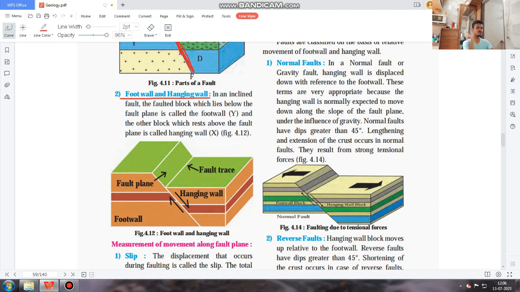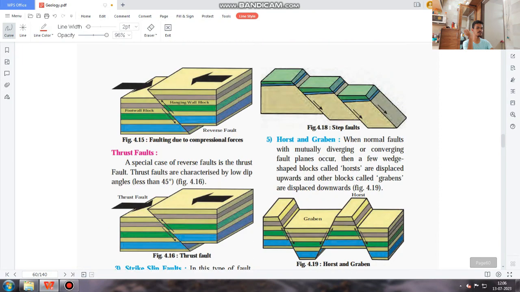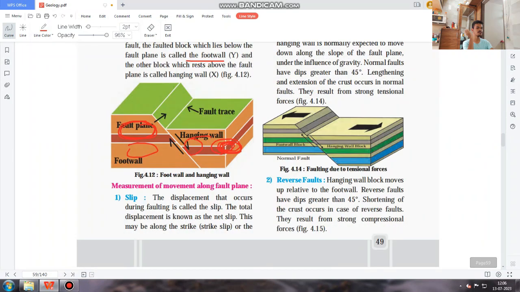They are always perpendicular to each other. Footwall and hanging wall. Footwall is what? The faulted block which lies below the fault plane is called footwall, and the block which rests above the fault plane is called hanging wall. So this hanging wall is always hanging. This will be the fault plane, this is footwall, this is hanging wall. Fault trace.